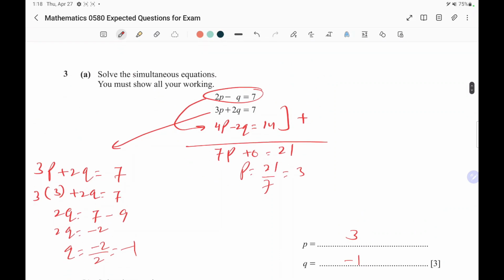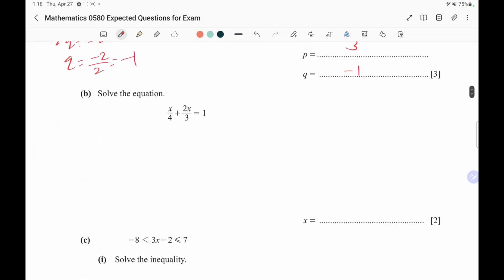Okay. So this is question number 3. I hope you understood. It was a simple question. I will not say this was a difficult one. P equals 3, Q equals minus 1. Now come to the next question that says solve the equation x over 4 plus 2x over 3 equals 1.